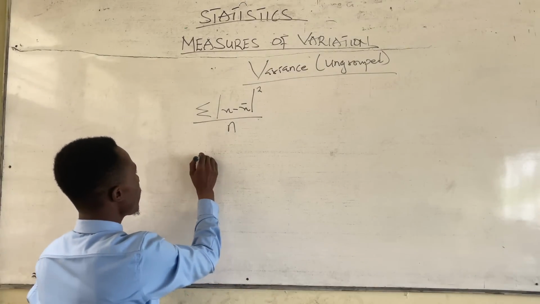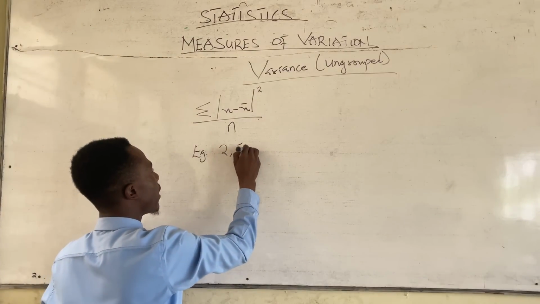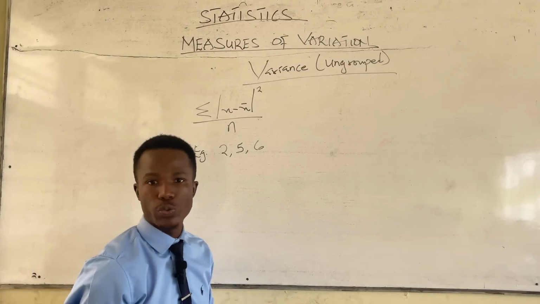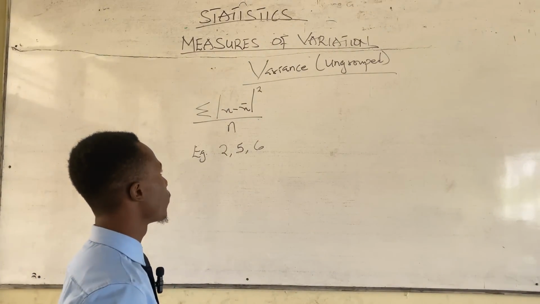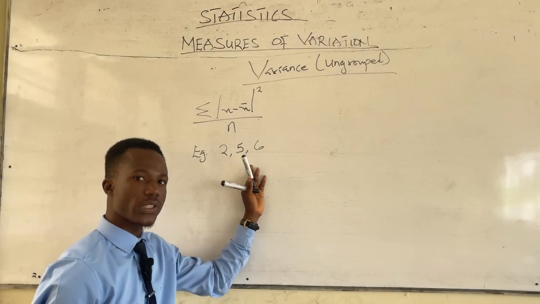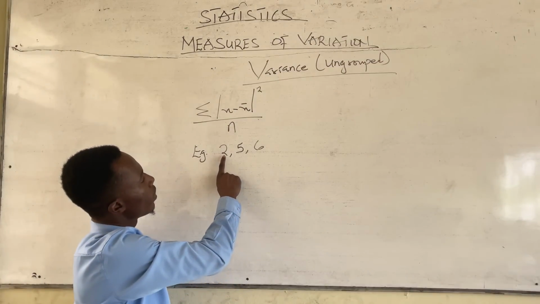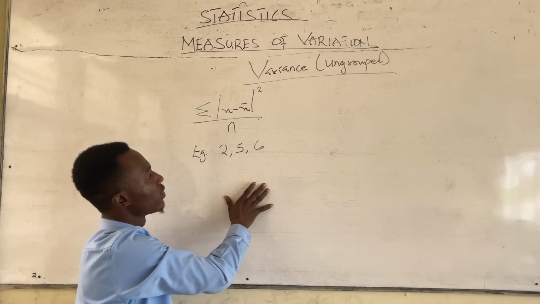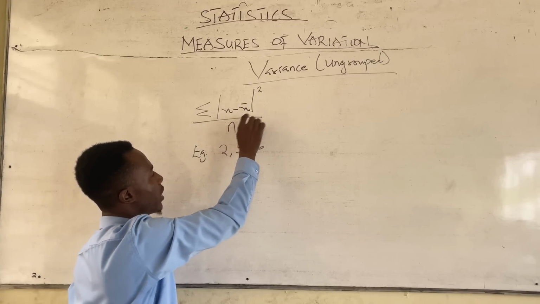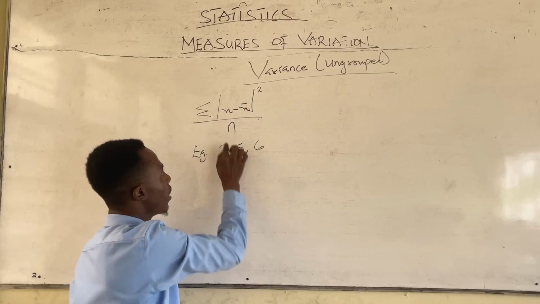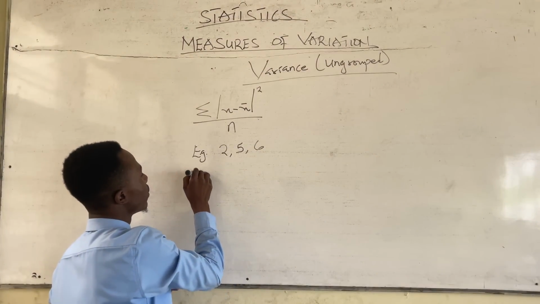Okay, so for example, if you have 2, 5, 6, how do you calculate the variance of 2, 5, 6? It's very simple. These are all values of x, right? So what you do is, you calculate the mean, and after getting the mean, you deviate from the mean. Then after deviating each, you square everything before you sum it. Do you get it? So now let's calculate the mean first.